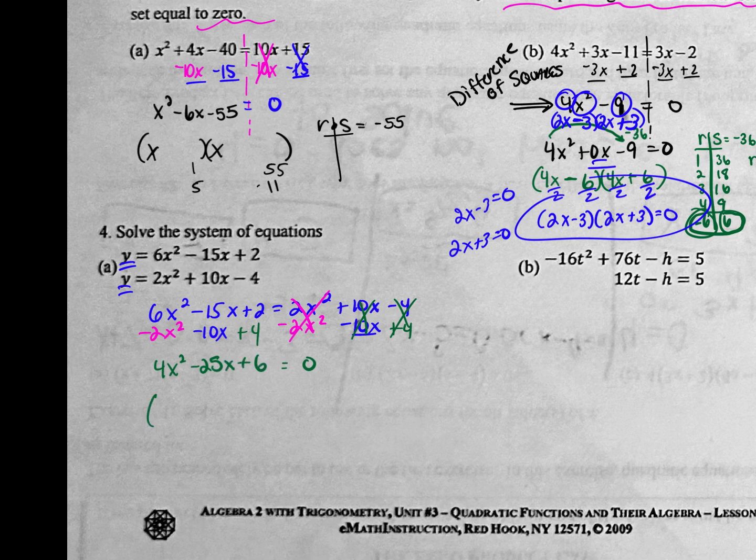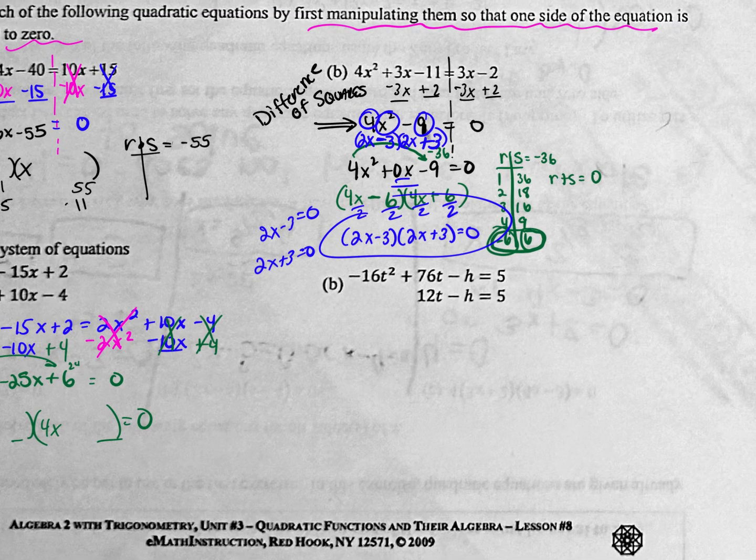And now I'd be off to the races trying to factor this. And again, there's that 4 times 6, so you'd have to try and get a 24 from that product. Again, remember, start with 4x and 4x. I'll let you try and work that thing out. Here's a B.